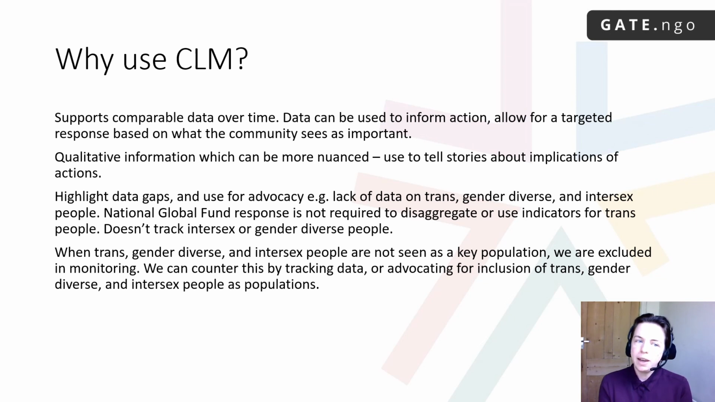It can also be used to highlight data gaps, and particularly there is often a lack of data recorded on trans, gender diverse and intersex people. For instance, the National Global Fund response is not required to disaggregate or use indicators for trans people, and it doesn't track at all intersex or gender diverse people more broadly. When we are not seen as a key population, we are excluded in monitoring, and so we can counter this by tracking data or advocating for the inclusion of trans, gender diverse and intersex people as populations.